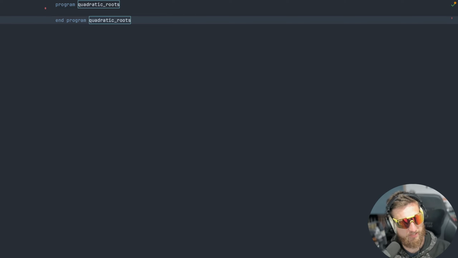So we're going to take a quadratic equation and calculate the roots for it. So that's what we're going to do. Nice simple program. I'm sure you all remember the quadratic formula, probably burned into your minds: minus b plus or minus the square root of b squared minus 4ac all over 2a.